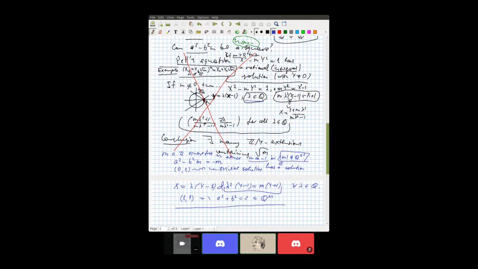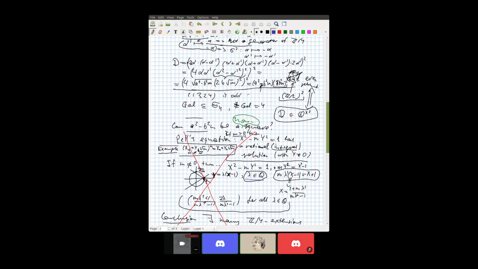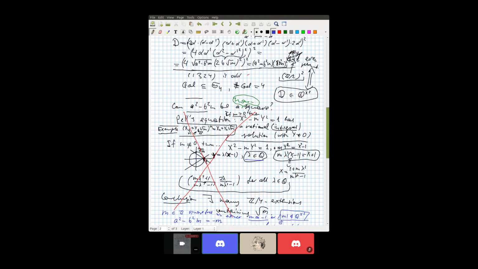All right. So we get the pair 1 1. Then a square plus b square equals 2. And therefore the discriminant, which is a square minus b square m, is not a square. Why is it not a square in case a square plus b square equals 2? Because 2 is not a square. Here we assume that m is minus 1.